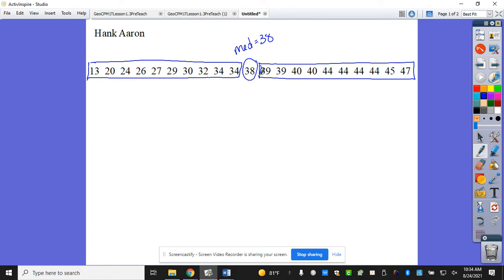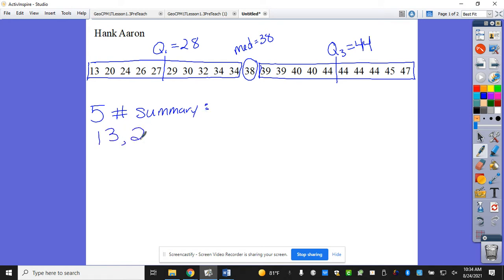So what is our Q1? 28. I should do the same math here, so it's between the 5th and 6th. I did not ask you to do this, but just as a review, if I say what is the 5-number summary for this data, what's the first number you would tell me? 13. 28. 38. 36.